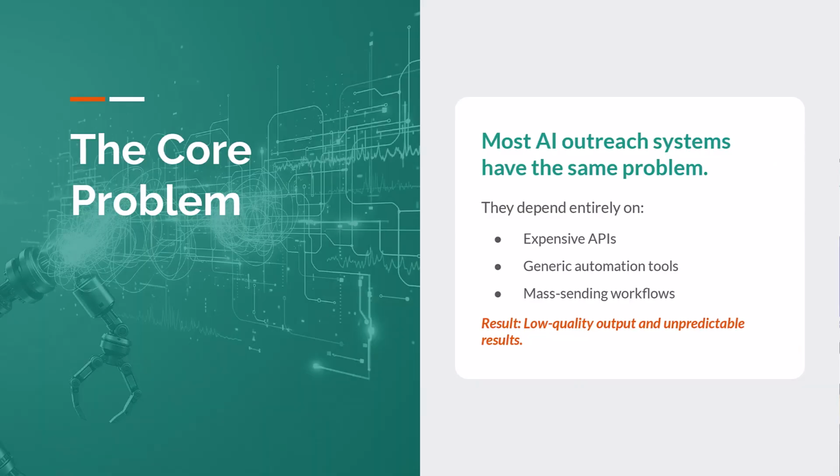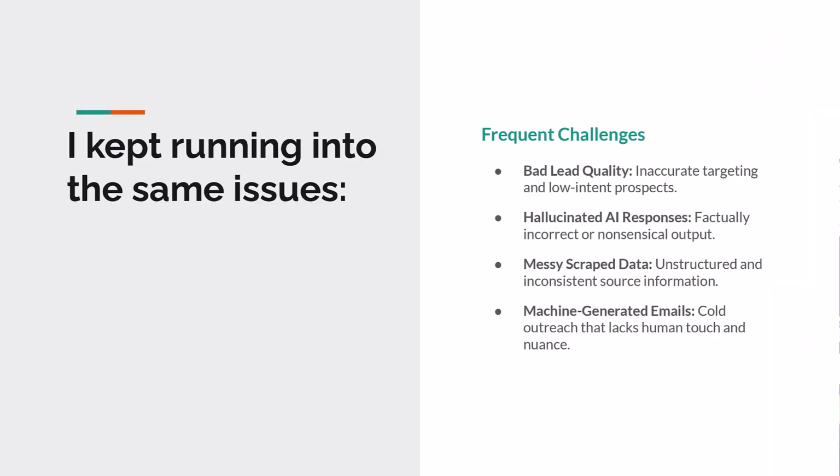Most AI outreach systems have the same problem. They depend entirely on expensive APIs, generic automation tools, and mass sending workflows that create low quality output and unpredictable results. I kept running into the same issues: bad lead quality, hallucinated AI responses, messy scraped data, and cold emails that sounded obviously machine generated.